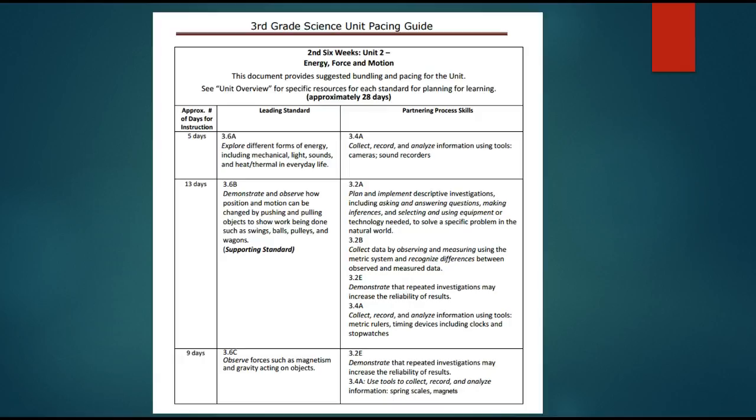We finish up the 6 weeks with 9 days of 3.6c, where students are going to observe forces such as magnetism and gravity. We've got that partnered with designing some investigations and then looking at how repeating those investigations can increase the results' reliability. We've also got partnered here with some spring scales and magnets.